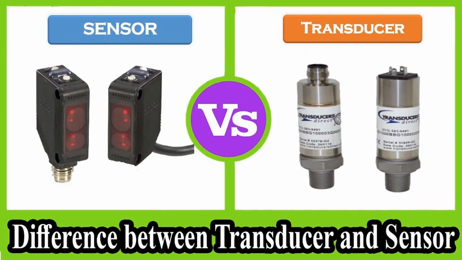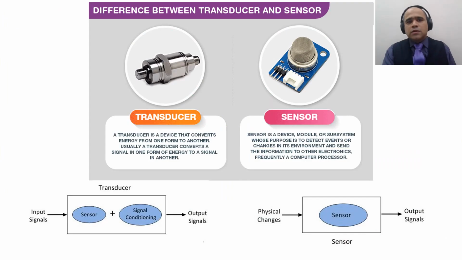Sir, the terms transducers and sensors confuse us a lot. Can you point out the differences? The major difference between sensor and transducer is that a transducer has a sensor in it. So a transducer can be considered as a sensor plus signal conditioning unit, and a sensor need not have a signal conditioning unit with it.